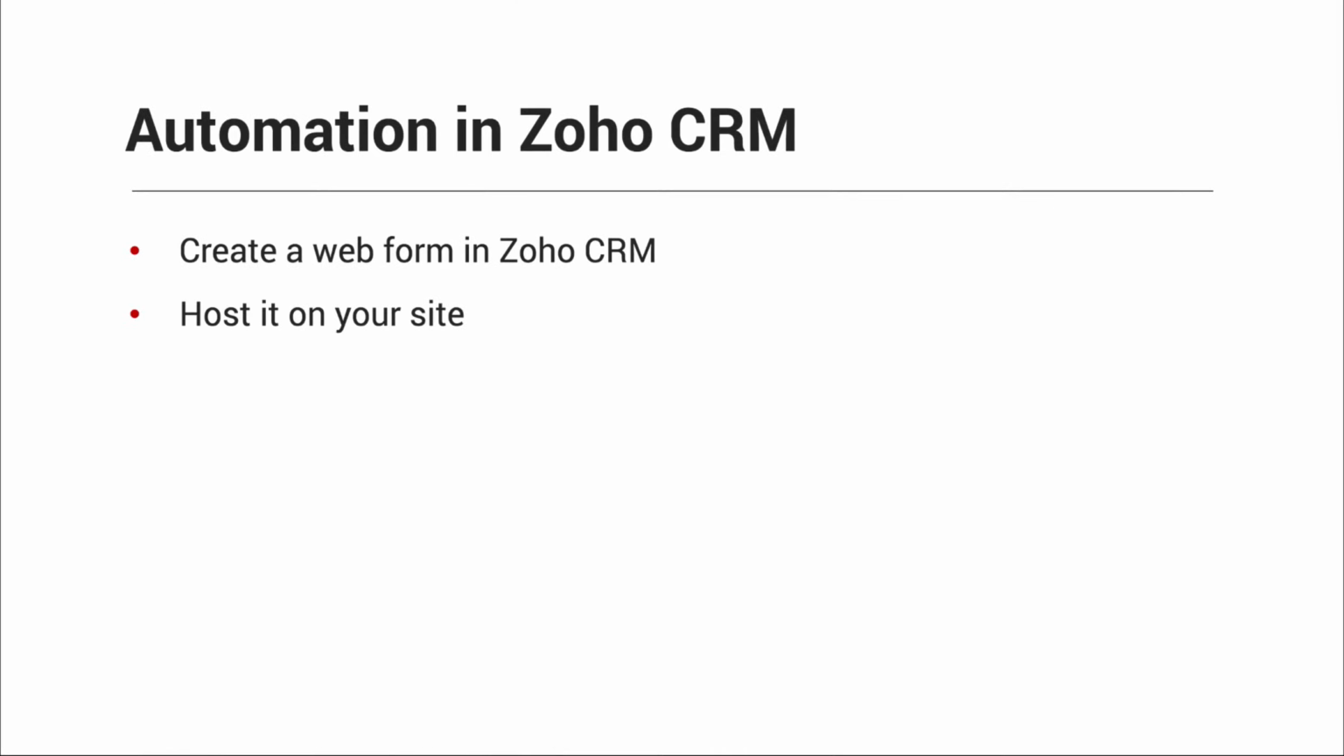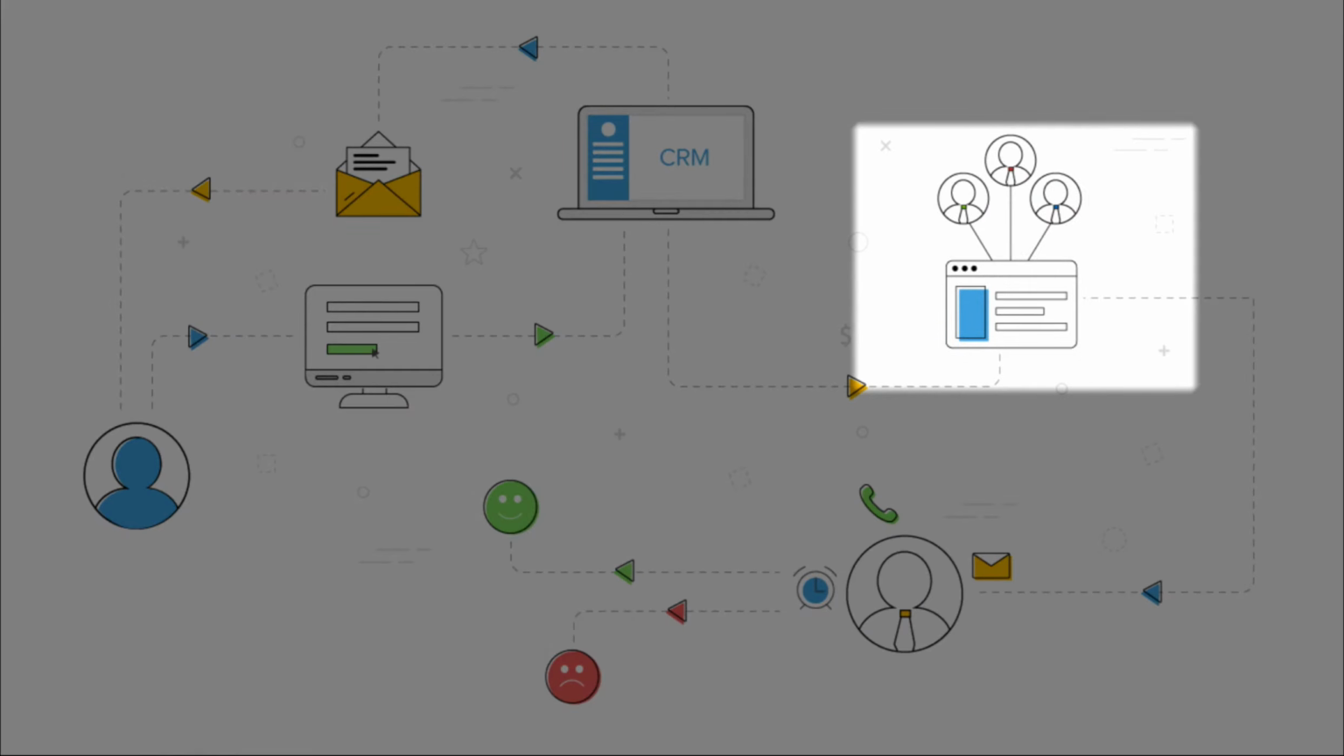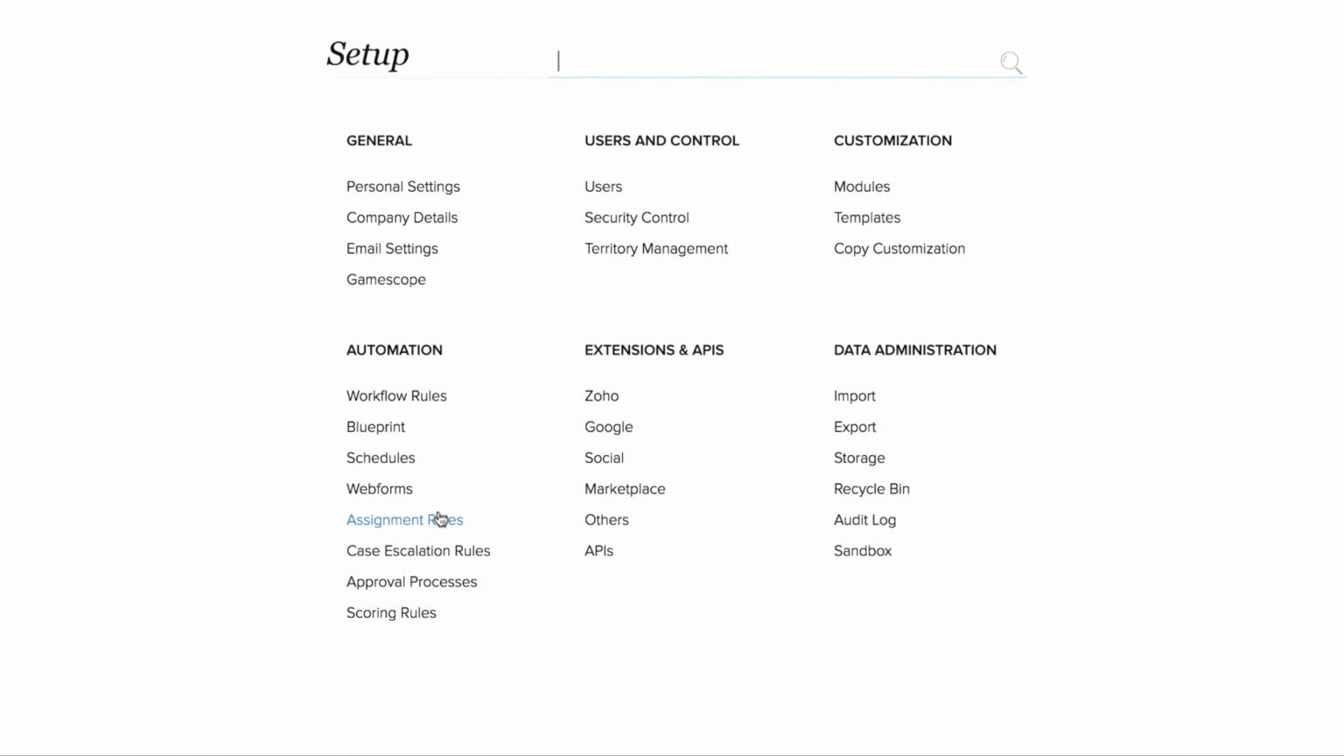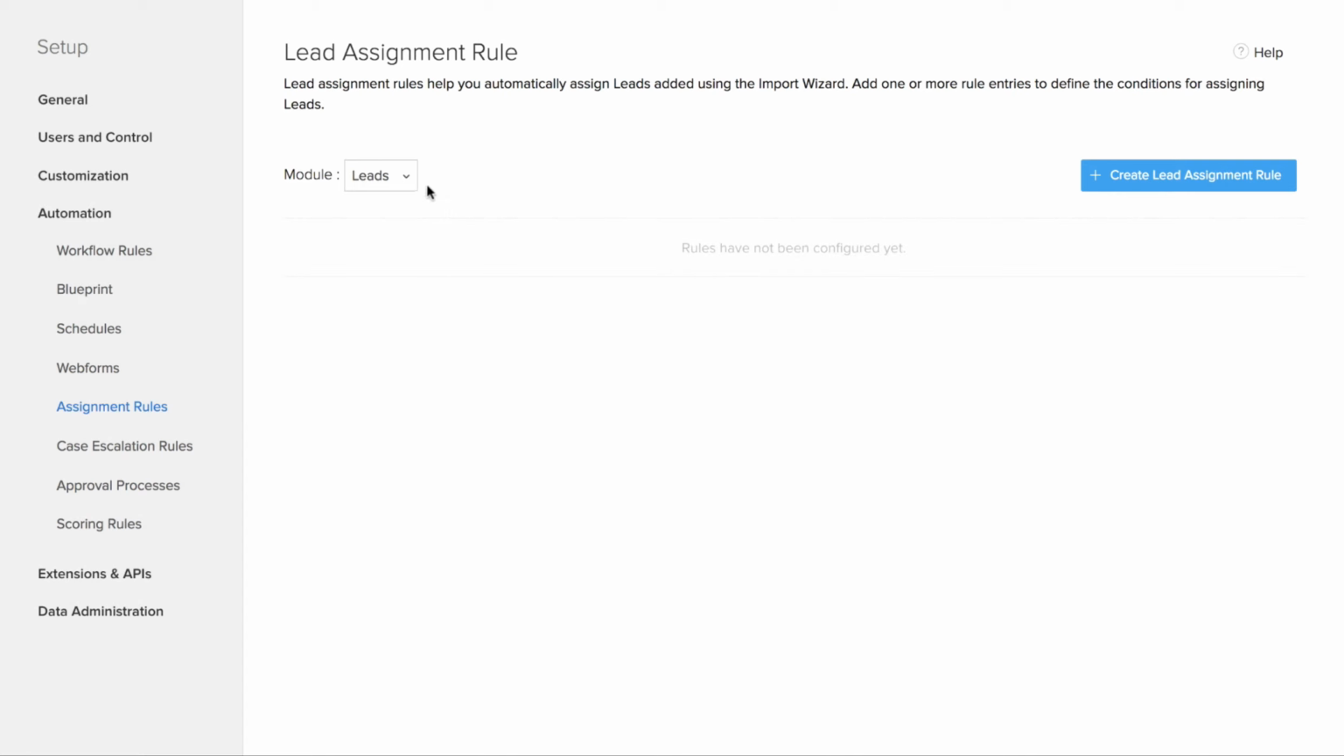Next, we're going to look at assignment rules. As per our scenario, leads should automatically be assigned to sales reps based on the lead's country. Go to Automation and click Assignment Rules. Choose the Leads module. Assignment rules are also available for contacts, cases, and custom modules.